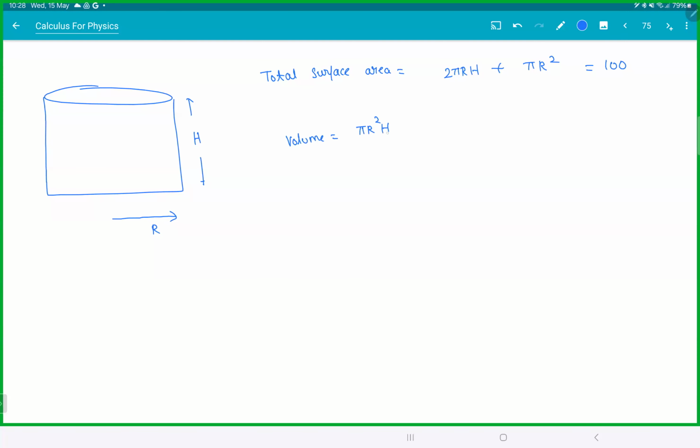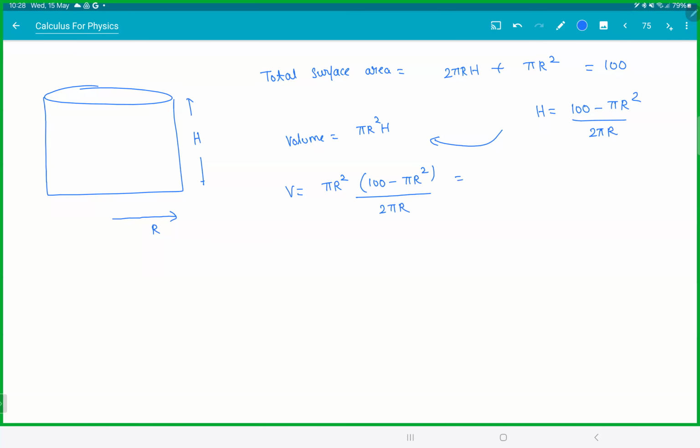Again, the problem is there are two variables here, so we need to eliminate one of them. So h is 100 minus pi r square by 2 pi r. Take this and substitute here. So we have volume is pi r square into h, which is 100 minus pi r square by 2 pi r.